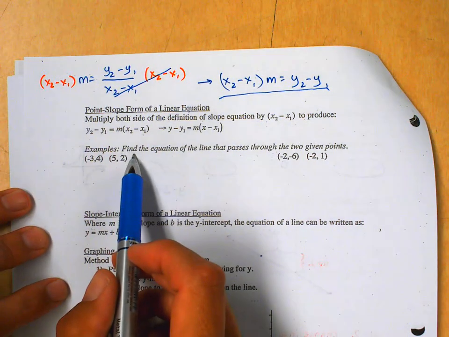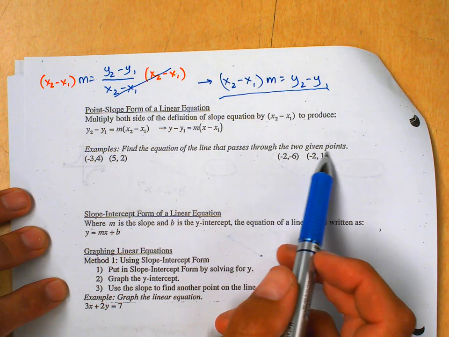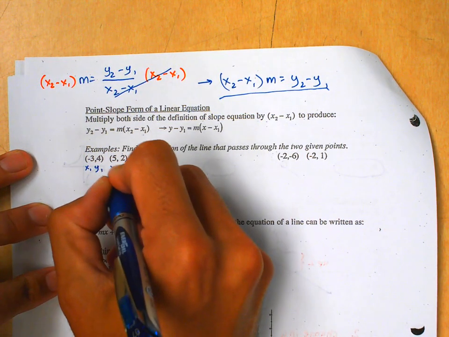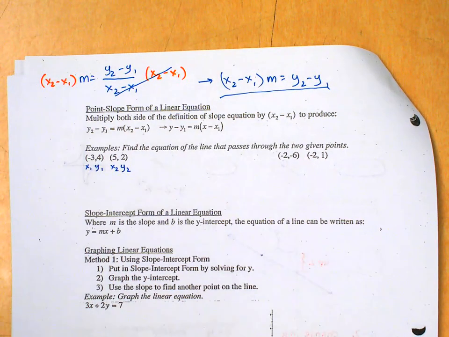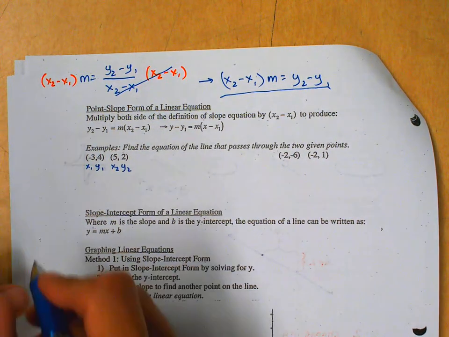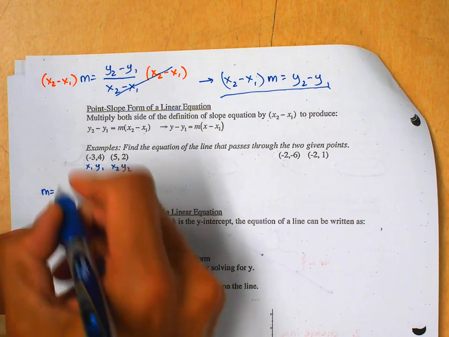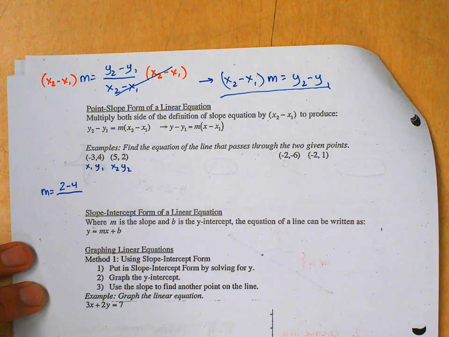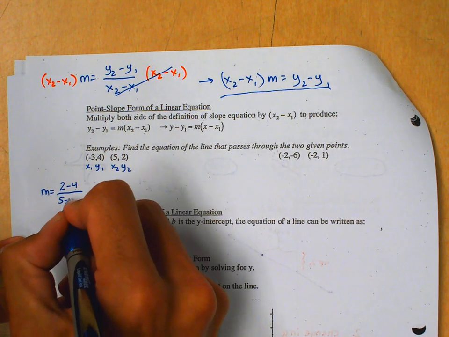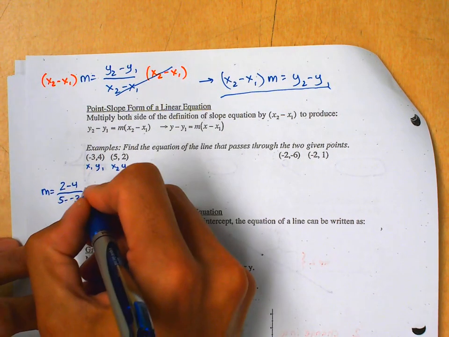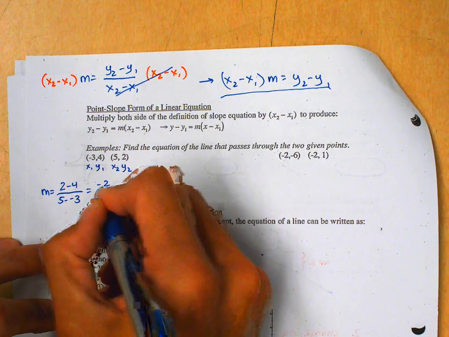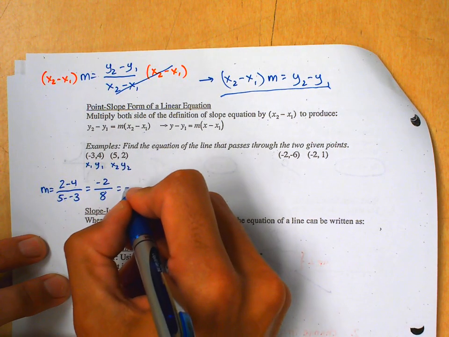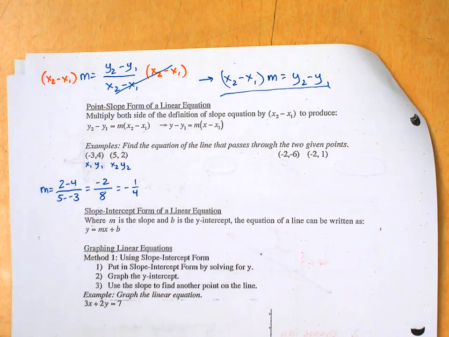So looking at the examples, find the equation of a line that passes through the two given points. So I've got my ordered pairs. I'm just going to label x1 and y1, x2 and y2, and I need to find the slope. So m equals slope formula, y2 minus y1, 2 minus 4 over x2 minus x1, 5 minus negative 3. And we simplify, we get negative 2 over 8, and that reduces to negative 1/4. So that's my slope.